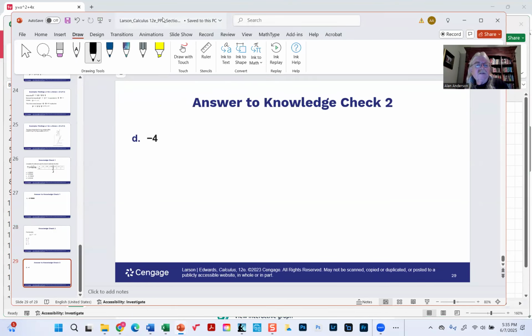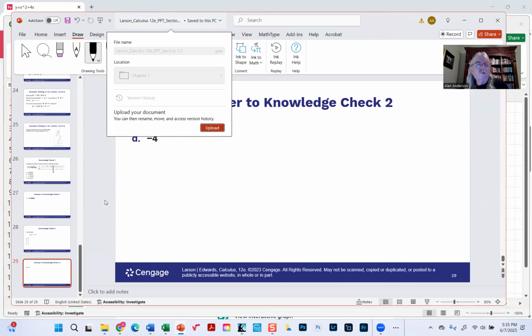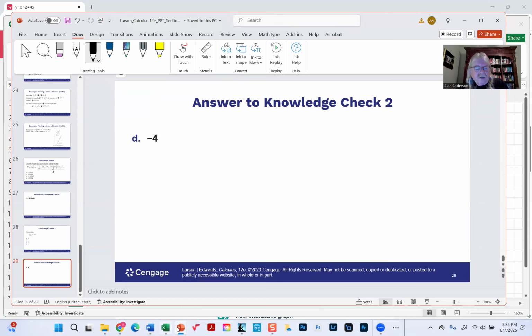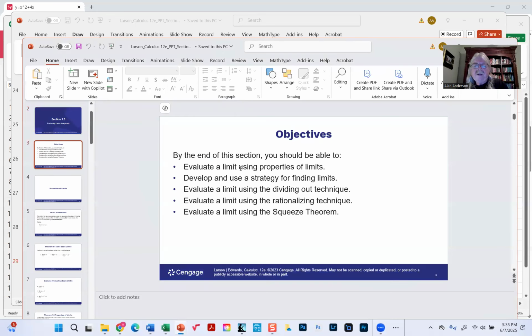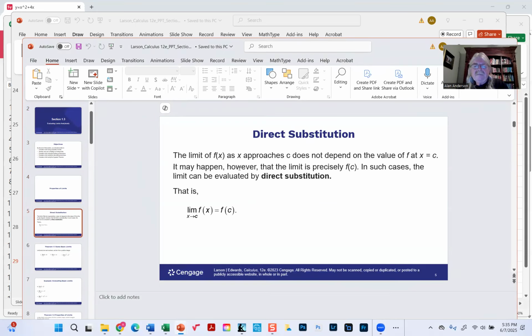All right. Now that was section 1.2. So 1.3 is where they're actually going to start showing us some of these rules that I've been alluding to. They're mentioning here, for example, the case of direct substitution. And so that means that the limit as x approaches c of f of x is simply f of c.